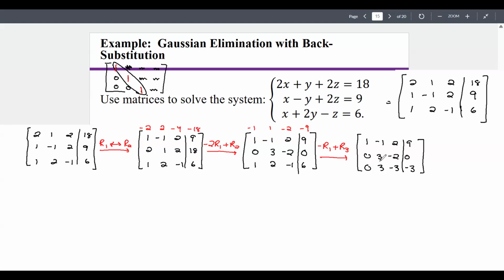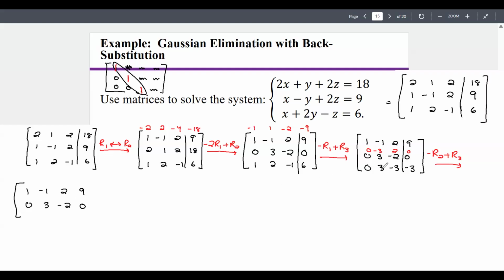Now we need to take this number here, this 3, and make that a 1 with a 0 underneath it. So what you could do as a first step is, notice that's a 3 and that's a 3, so we could just take negative R2 and add it to R3. Meaning that this is going to be now just 0, negative 3, positive 2, 0. So now our R3 is going to look like this. We're going to have 1, negative 1, 2, 9. Then we're going to have 0, 3, negative 2, 0.